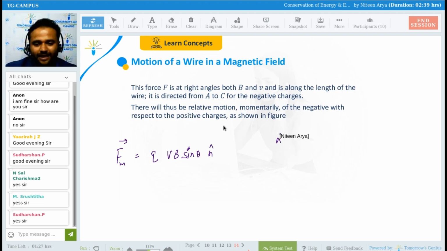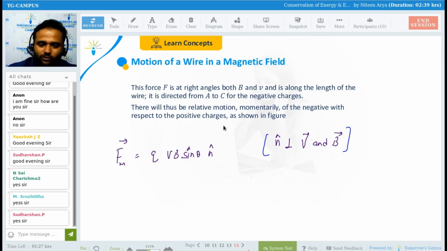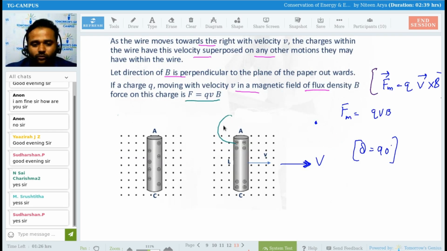Because the direction of the force is going to be perpendicular to both V and B. Clear? This is a very important thing and I have told you so many times. In any vector product, the third vector is perpendicular to both the vectors, so it is going to be along the length of the wire, directed from A to C, for the negative charge. I am just explaining the terminology of the force and how it is going to be.